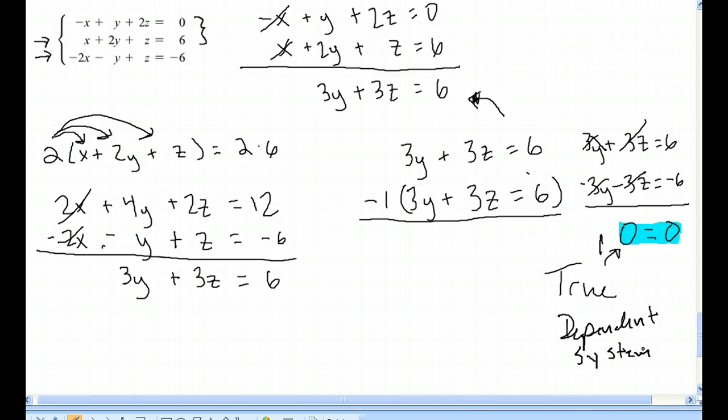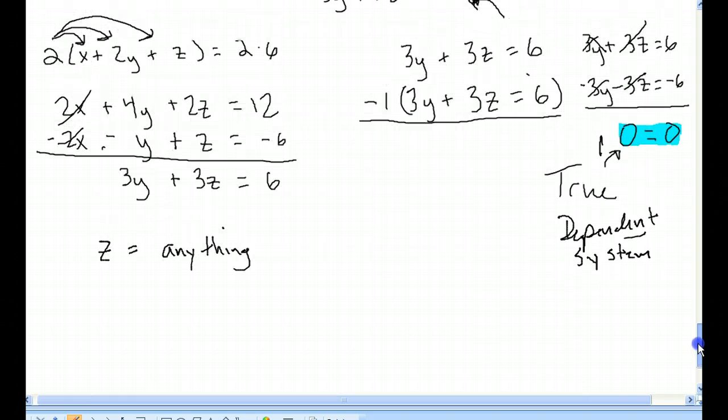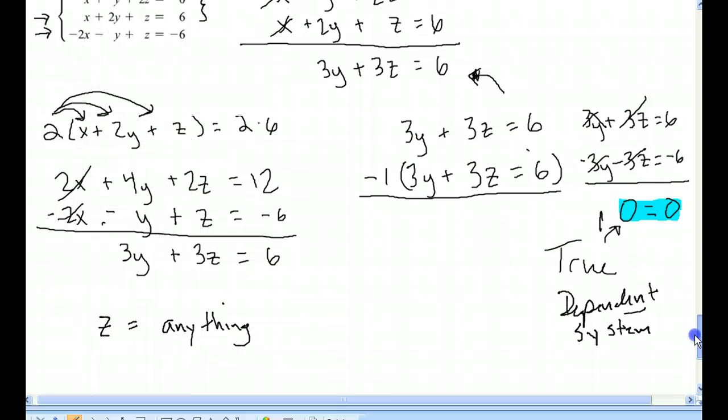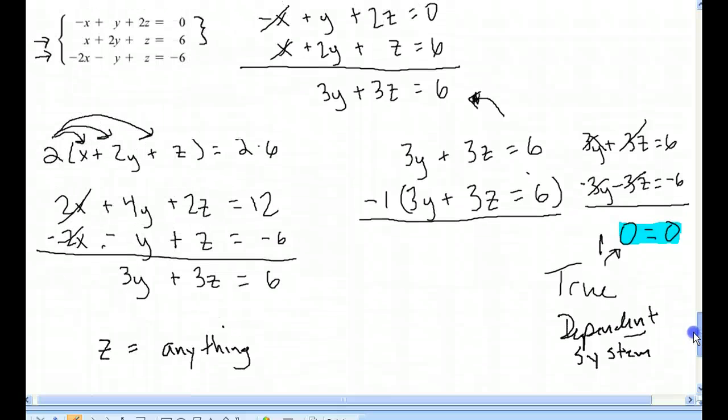Alright, and what we do here to come up with a dependent system to give our answer is we allow z to be anything. Okay, so z can be anything. Alright, and then the dependency, x and y depend on what z is. And usually you use the last letter. Like if you use x, y, z, z will be what gets to be anything. If you use a, b, c, c is usually what gets to be anything. But it doesn't really matter. Any of them can be the independent variable, and then the other two depend on that variable.